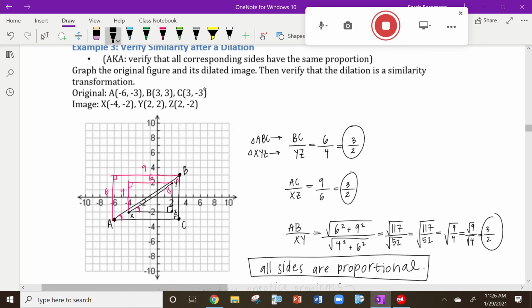Another hint for you is to look at the coordinates. Sometimes it will be easy to tell what the scale factor was. In this case, to get from 3 to 2, we would have to multiply by 2/3. So if you look at every coordinate, -6 times 2/3 gives you -4. -3 times 2/3 gives you -2, and so on and so forth. Every coordinate is multiplied by the same scale factor, 2/3. Sometimes that will be an easier number to figure out than others. This one was a little trickier.